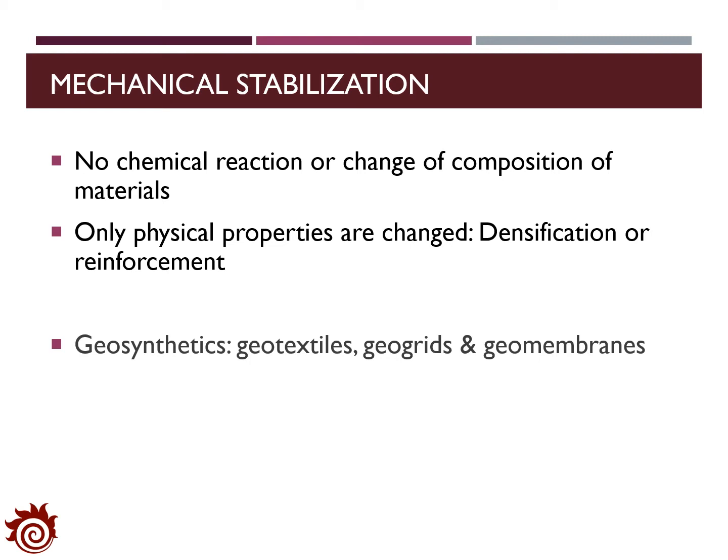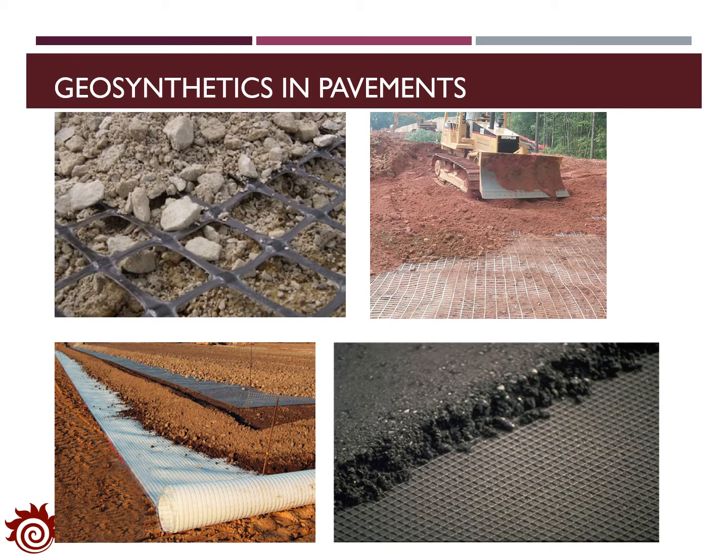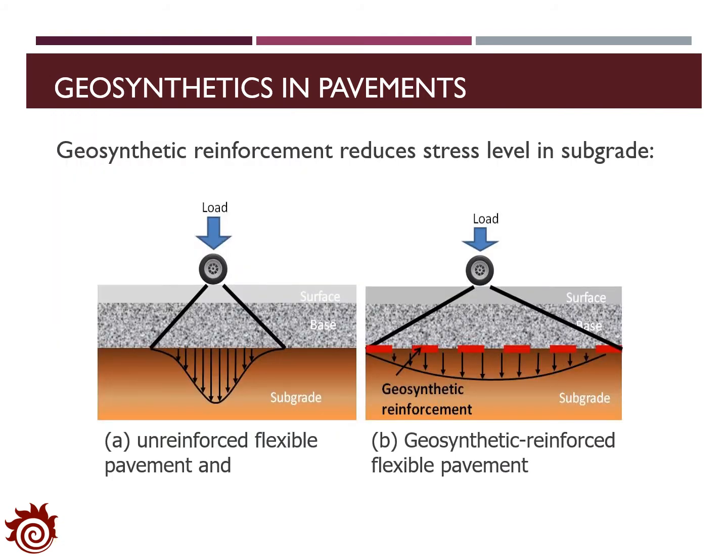Geosynthetics is one kind of effective reinforcement applied for the soil, including geotextiles, geogrids, and geomembranes. Here are some examples of geosynthetics applied in road pavement. We can see that there are some geotextiles or geogrids applied for the road pavement so that we are able to separate the soils at different layers. By introducing geosynthetic reinforcement, we are able to reduce the stress level in the subgrade. The two figures here show the stress distribution at the subgrade layer before and after applying the geosynthetic reinforcement.